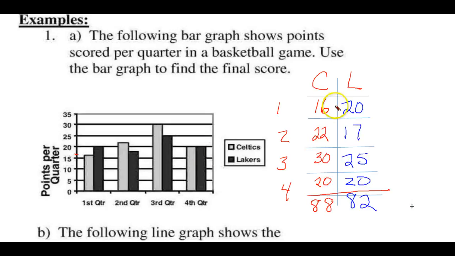Now I found when I did this the first time, this 17 here looks more like an 18, but the totals they get is 88 to 82, so Celtics won. Now the point is figuring out a strategy, looking at the bar and then going over to this side to get a number. Okay.